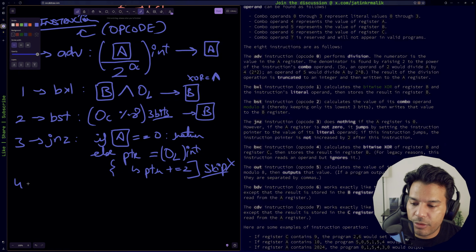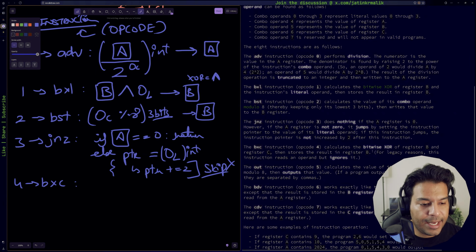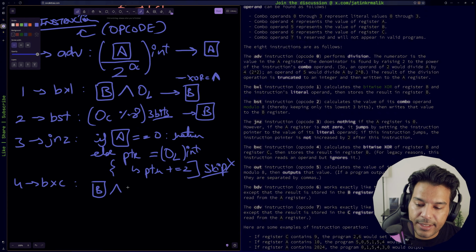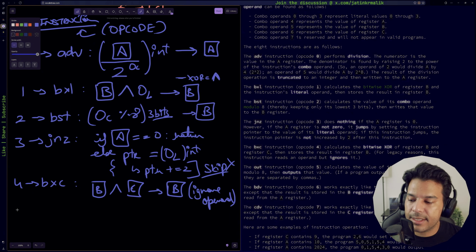Let's see. We have opcode 4, which is the instruction BXC. It calculates the bitwise XOR of register B and register C, and then stores the result in register B. For legacy reasons, this instruction reads an operand but ignores it. I explained XOR earlier, so it is doing the exact same thing. We are taking the register value of B, doing an XOR with the register value of C, and storing it back into the register value of B. And in this case, you will just ignore whatever operand is given to you and skip ahead.